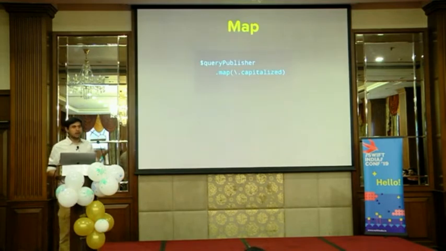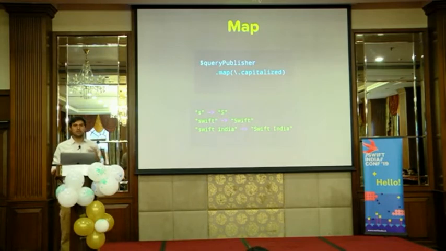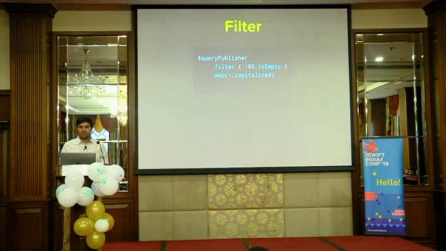So let's take a look at map, right? I have a query publisher. It's giving me a bunch of strings, and I apply .map, and I'm using .capitalize. And this is what I expect. Whenever I get a new string, it will capitalize the first letter of the word, right? So small s to a capital S, swift to capital Swift, and so on. That's what this stream is doing. The next is filter, right? What I'm doing right now is, don't give me empty strings, right?